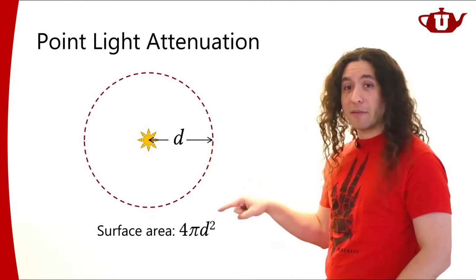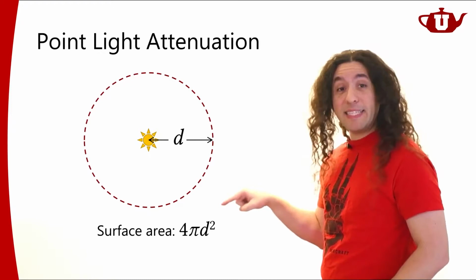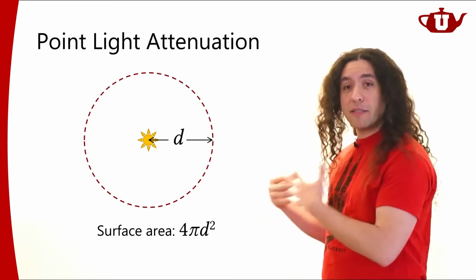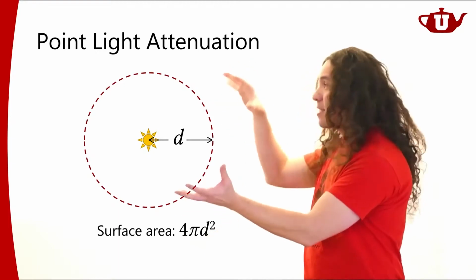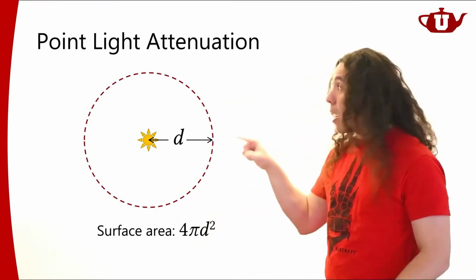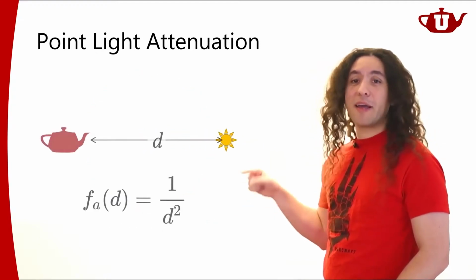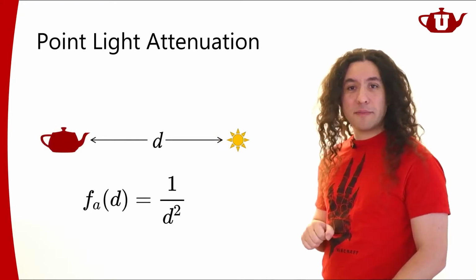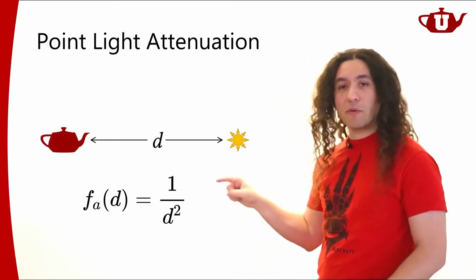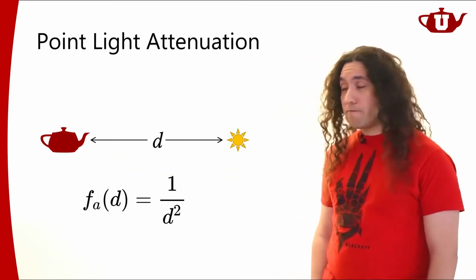And because of that, see that the surface is enlarging by d squared. That's why as I enlarge this sphere, the amount of light that I'm going to be receiving per area on the sphere is going to decrease by 1 over d squared. All right, so this is the reason why we're getting this 1 over d squared attenuation with point light sources. All right, this is good.